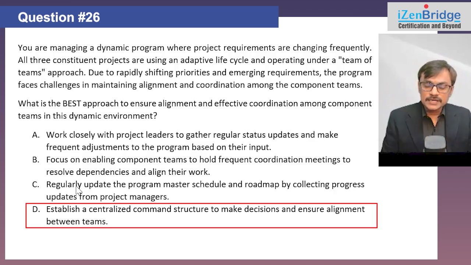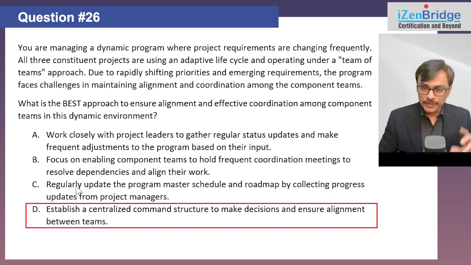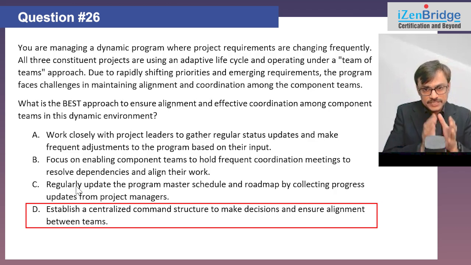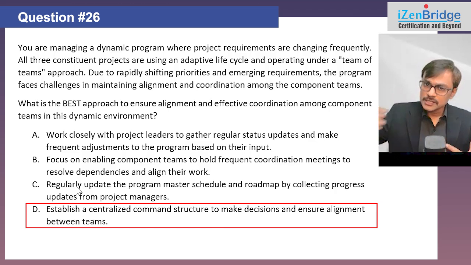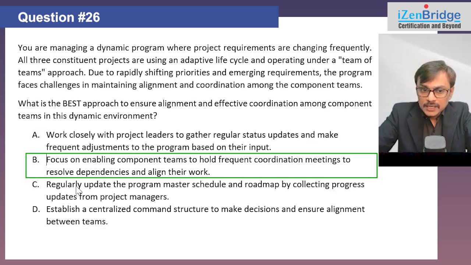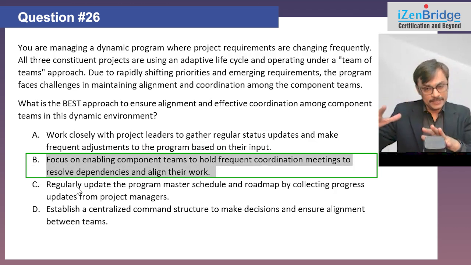Option D, establish a centralized command structure to make decisions and ensure alignment between teams. Again, it is going against the idea of agile and dynamic working. If you have a centralized group who is taking decisions, then we are not creating the empowered space for responding to changing situations. So when you see an agile oriented approach, there is a possibility of two to three questions coming in, then think a little differently than the other way of thinking, the predictive way of thinking. In general, in program management, we think in a predictive way.